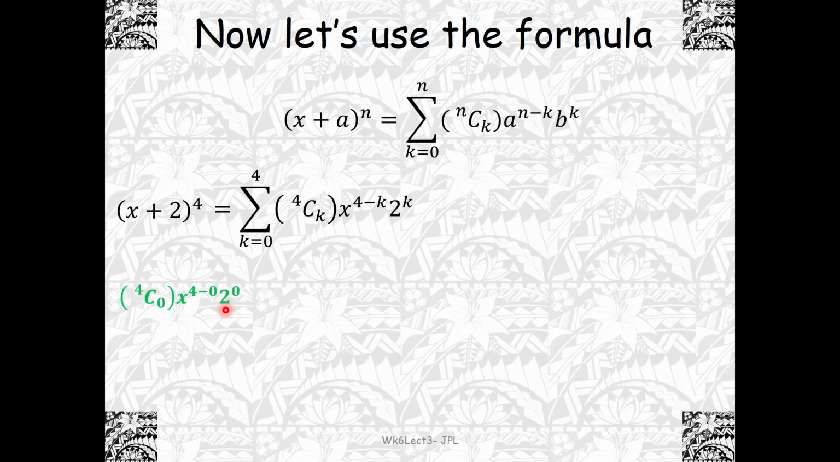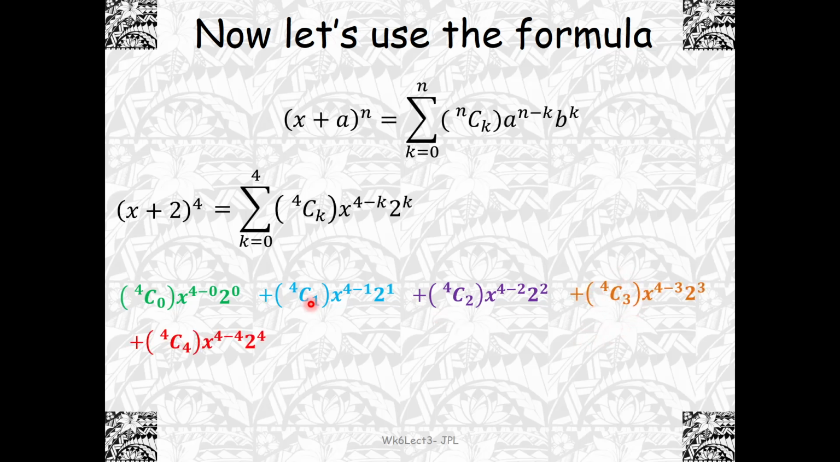For example, with k equals 0, we have 4 c 0 times x to the power of 4 minus 0 times 2 to the power of 0. Plus, we change k to 1. We are just replacing the k here by 0, then replace with 1, same, replace with 2, and then also replace with 3. And lastly, because it needs to reach 4, replace with 4. After that you stop at 4, because 4 is the last number.